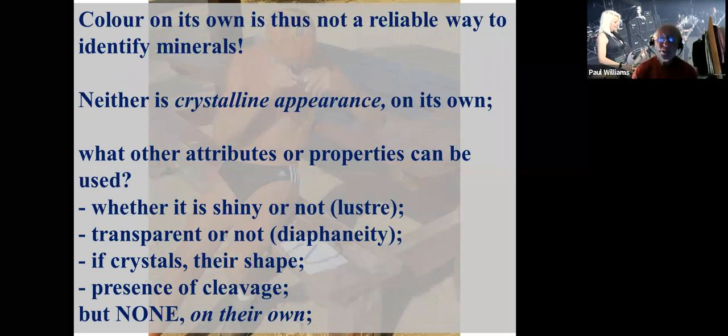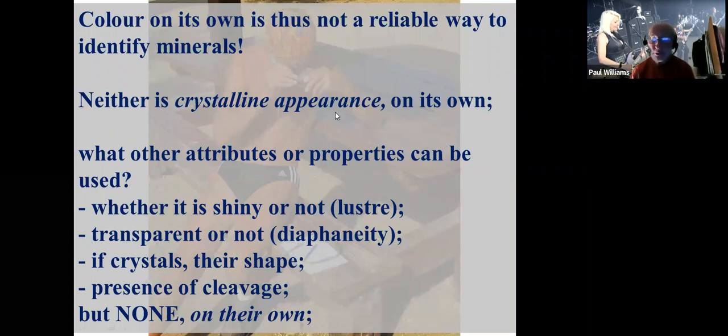Okay, so if we can't use color on its own, and we can't use the crystalline appearance on its own, what else can we use? What other properties? Well, we've got this thing here. Is it shiny or isn't it shiny? It's what we call the luster. This will be quite apparent. We'll have a look at some examples of luster in a minute. Is it transparent or not? And it's a property that we call, I love this term, the diaphaneity.